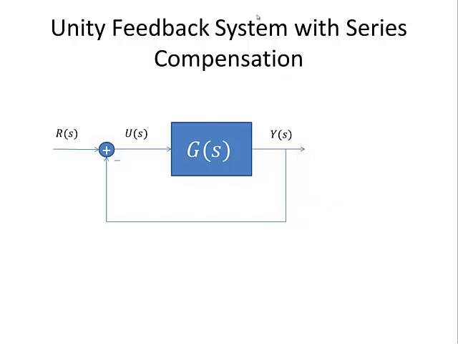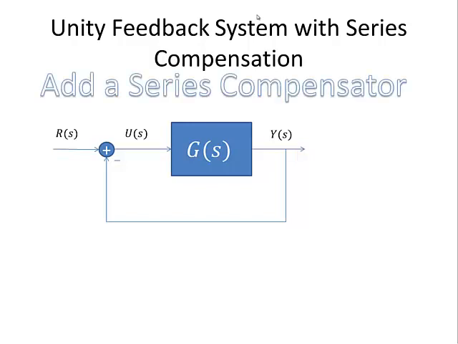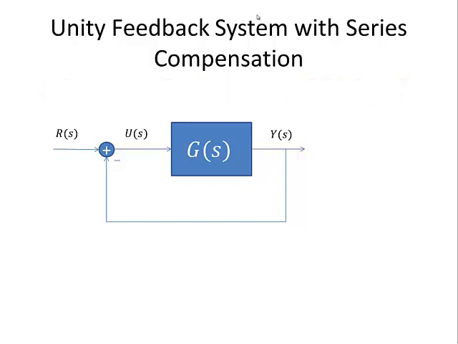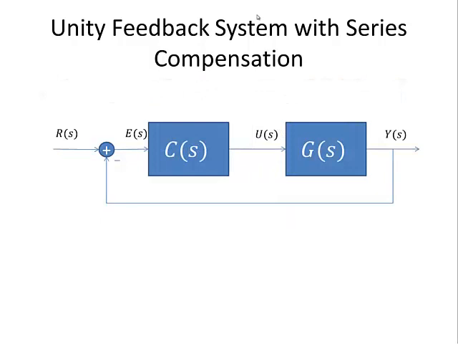Now, once we've changed the system to a unity feedback system, we go ahead and add a series compensator. What this is, is we add another transfer function in the forward path, which is in series with the plant transfer function g of s. So finally, we generate an error, e of s, which is the difference between r of s and y of s. We feed that through our control law, or our compensator, c of s, which then generates an input to the plant, which is u of s.